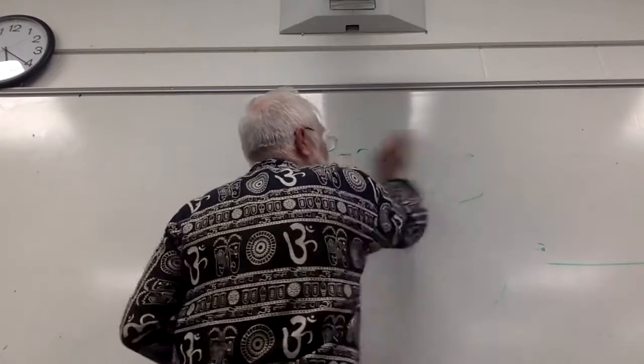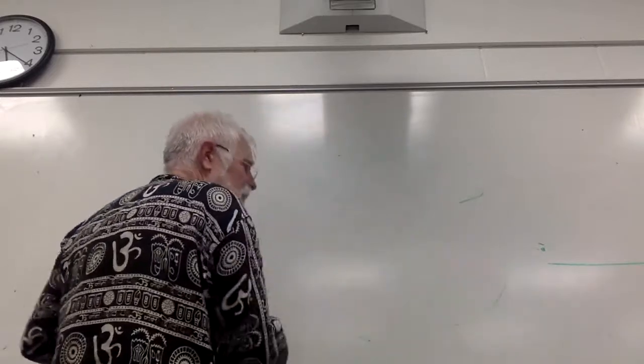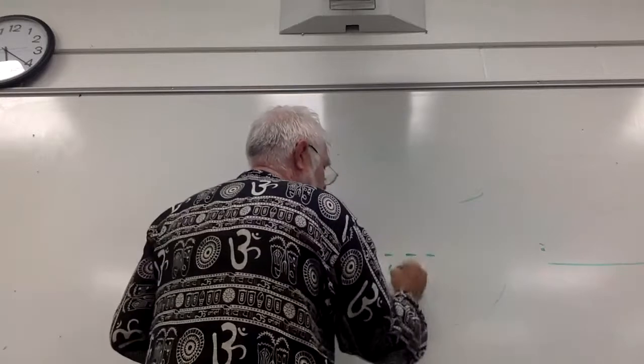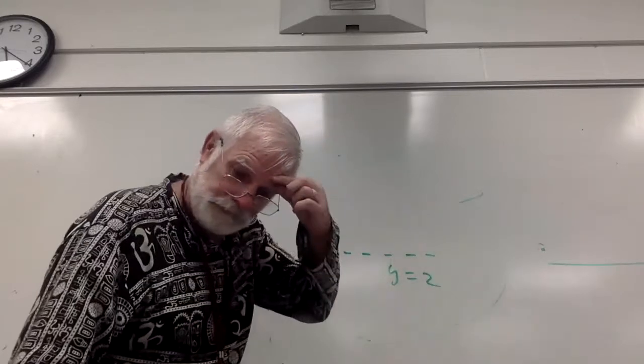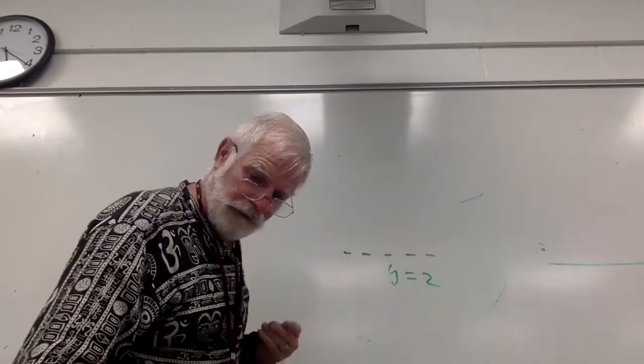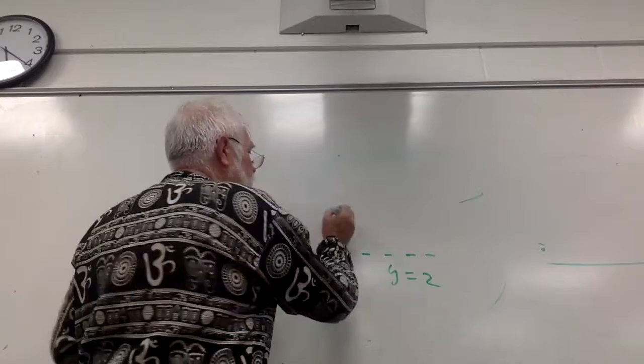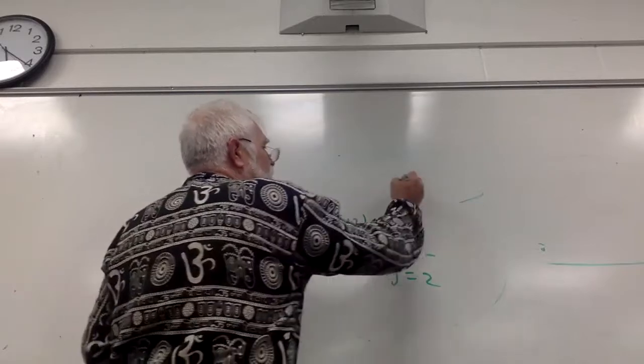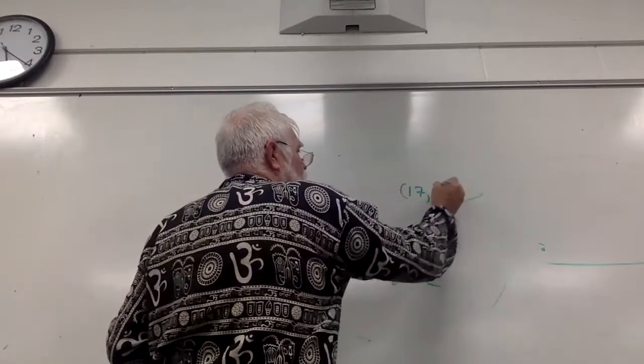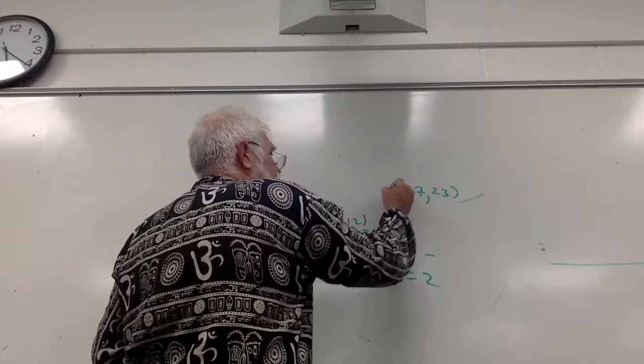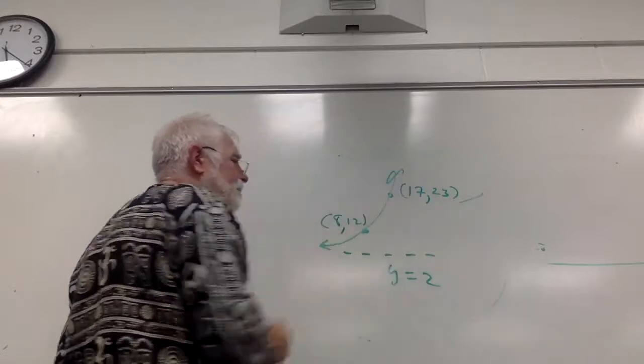Asymptote of 2. I'm just going to fly now. Okay, the old man's getting hungry. Asymptote of 2 through 8, 12 and 17, 23. Through 8, 12, 17, 23, right? Not drawn to scale, but it's definitely going up.